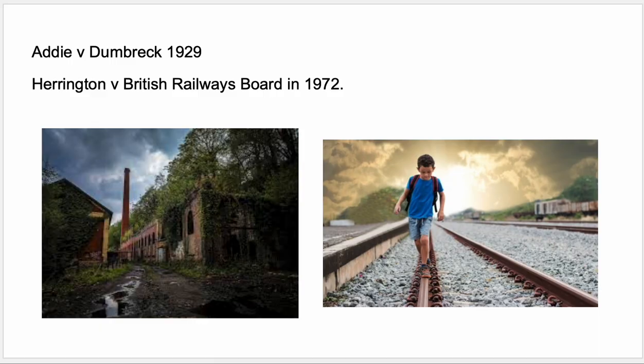So Addy versus Dumbreck shows how strict precedent can produce really unjust outcomes prior to the practice statement. And then Harrington shows how the practice statement that came out in 1966 allows the law to adapt, which makes it, of course, much fairer and much more in line with modern society. We can't just keep following old rules blindly.